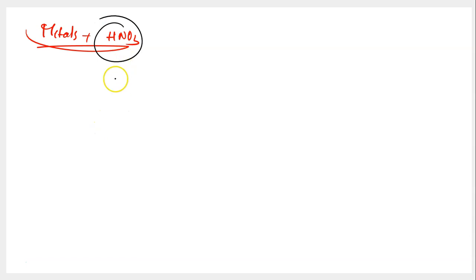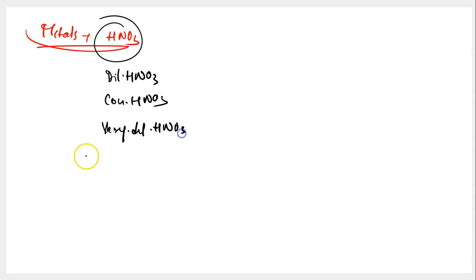that can react. HNO3 can be dilute nitric acid, HNO3 can be concentrated nitric acid, HNO3 also can be very dilute. Sometimes you can take very dilute nitric acid also, and sometimes you can take cold and dilute nitric acid. So there are four types of reactions that you can observe over here. Reaction of metals with the dilute HNO3, very dilute HNO3, cold and dilute HNO3, and concentrated HNO3.